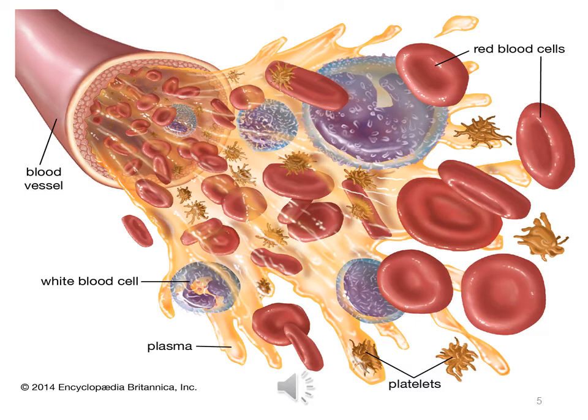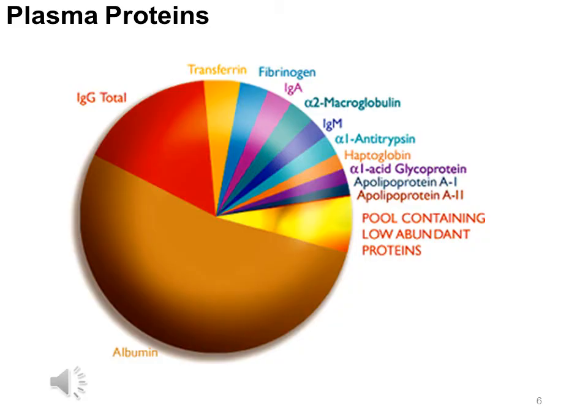This is a great slide showing your red blood cells, which are the disc-like cells, and your white blood cells, which can be very large, your platelets, and then finally that watery plasma, that liquid part of the blood that comes out to your 55%.